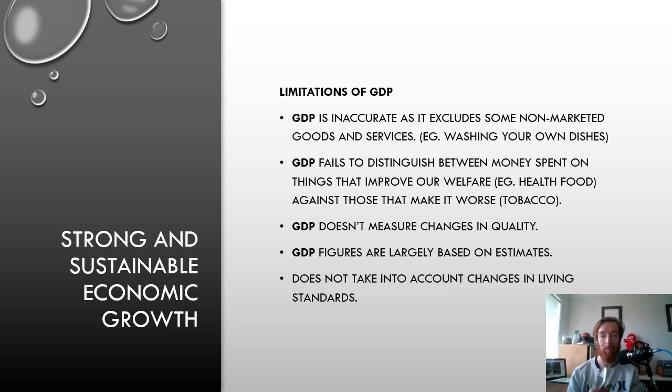You could argue that things like a phone seem to break down after 2 years, and I feel like that is that planned obsolescence that you might have learned about in Unit 1 and 2, that then means you have to buy a new one because they're not that great quality overall. And GDP figures are largely based on estimates, which is never great when you're trying to make decisions based on estimates. We are hoping that they are the most accurate estimates possible.